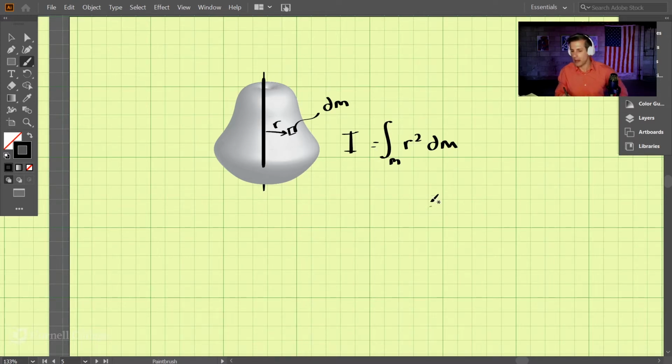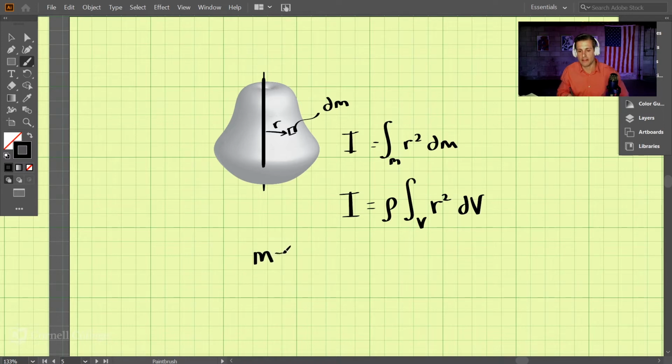Okay, so with that being said, if this has a constant density, if every single particle is made of the same material and has the same density, we can pull that out as well. So this is equal to the density times the integral over the volume of r squared dv, because we know that the mass is equal to the density times the volume. So we've just pulled the density out, and now we're integrating over the volume. Those are the calculus-based forms of the mass moment of inertia.